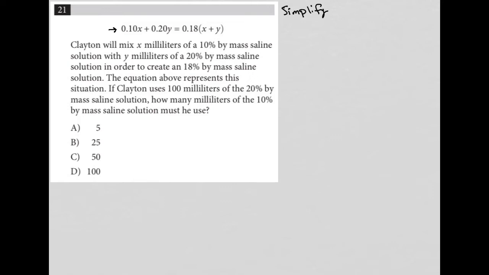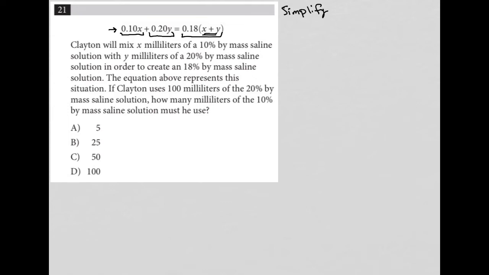So the question says, Clayton will mix X milliliters of a 10% by mass saline solution. Well, that looks a lot like that, right? X and 0.10. With Y milliliters of a 20% by mass saline solution. So that's this part here. In order to create an 18% by mass saline solution. Here we go. So that's the creation, right? Because we're adding X plus Y together and getting an 18% by mass saline solution. The equation above represents this solution, so we saw that.